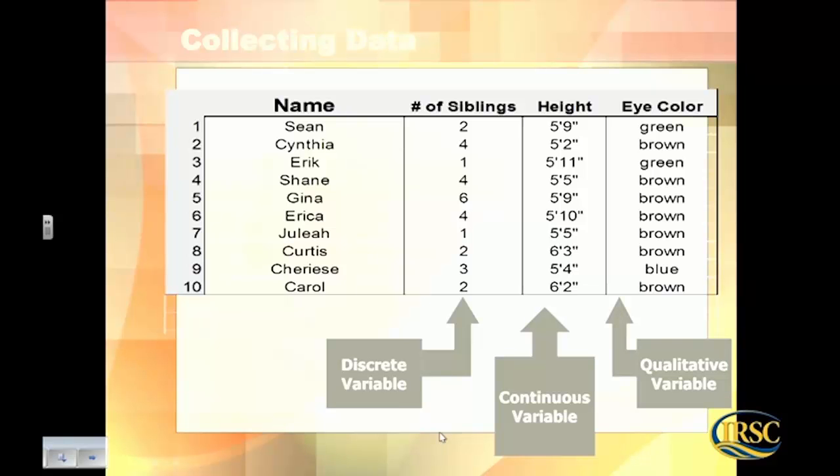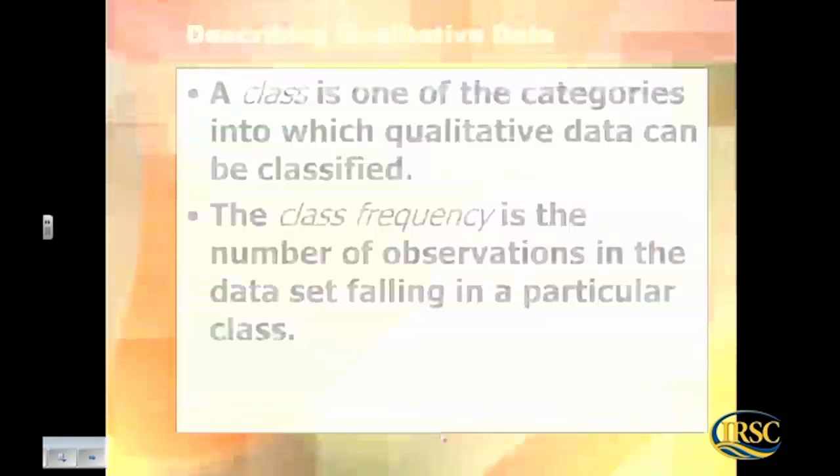Okay, now, once you've gathered your data, as we have here, there are a lot of different ways that we can represent this information. Depending on what you're looking at, you can determine the class, one of the categories into which qualitative data can be classified. The class frequency is the number of observations in the data set falling in a particular class.